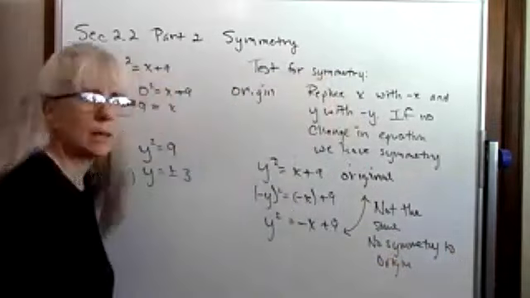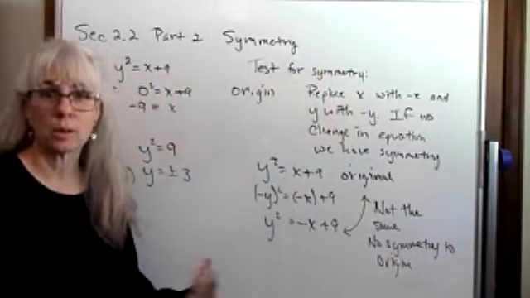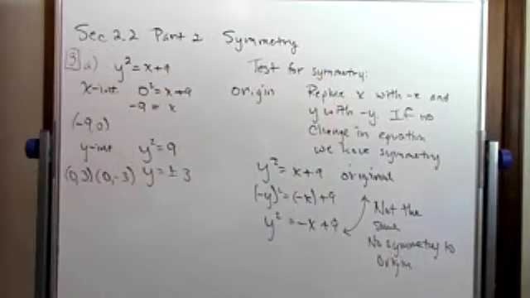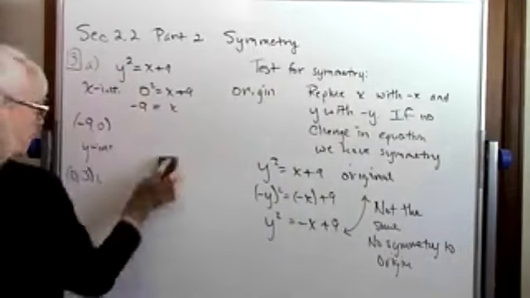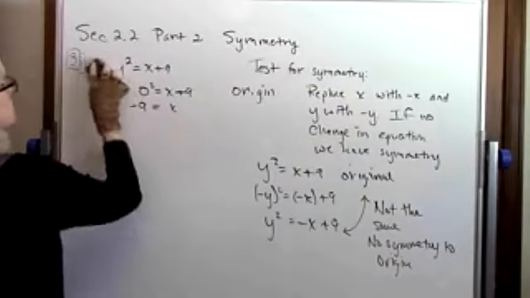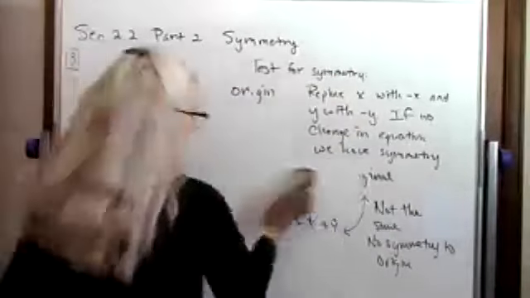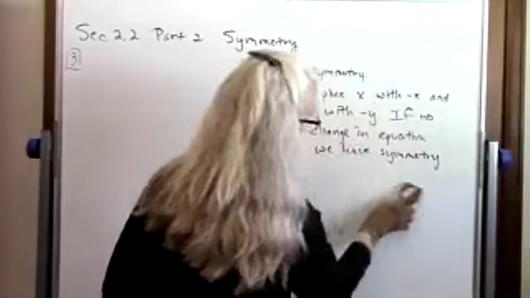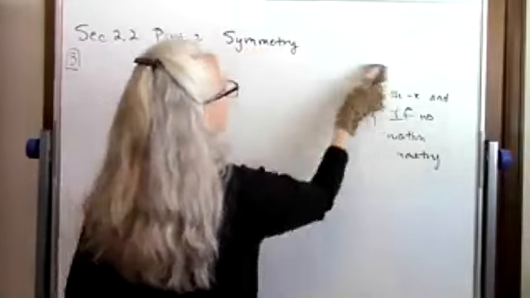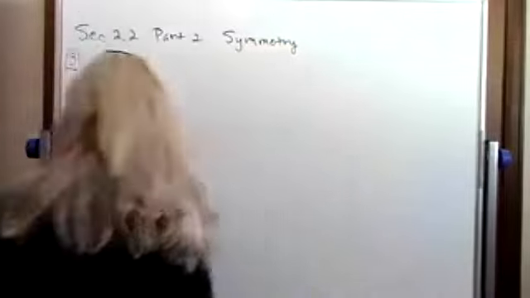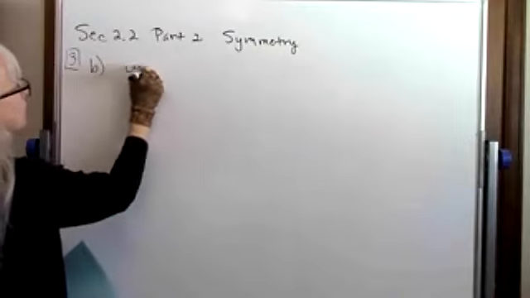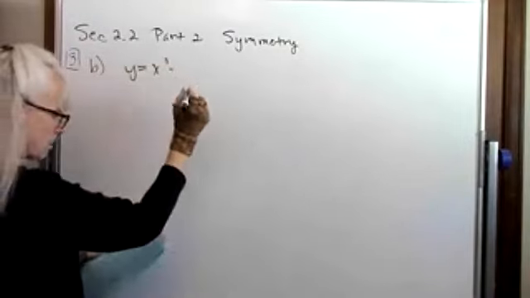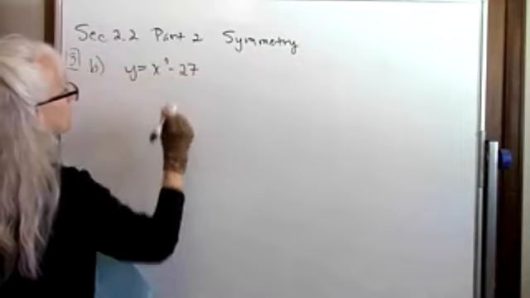So we worked an example as we explained the symmetry. Now we come and do an example without having to write down the steps and see if it makes sense. So this is part B on example 3. Okay, part B says that y is equal to x to the third minus 27. So let's go find the intercepts first, and then we'll come in and test for symmetry.